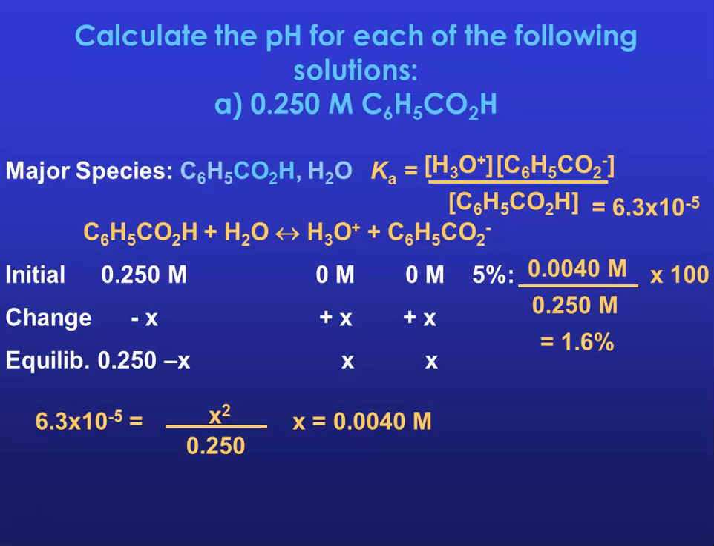If you had taken X away from 0.250, you would have gotten 0.246. Again, not drastically changing the concentration of that original acid. But I now know my hydrogen concentration, so I can take the negative log of my value of X, and I get that my pH would be 2.40.